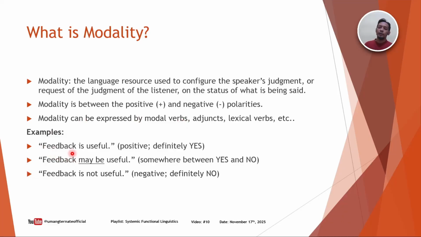The first example is a positive clause because there is no negator there, and it is definitely a yes. So we can see that the finite here can be understood as a yes. Feedback is useful. The third example, feedback is not useful, is obviously a negative clause because of the presence of the negator not here.